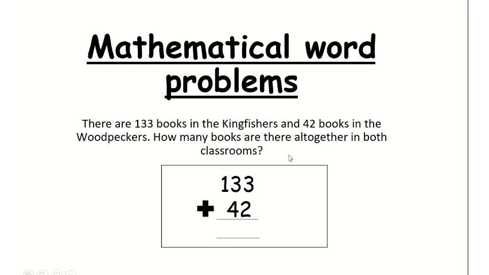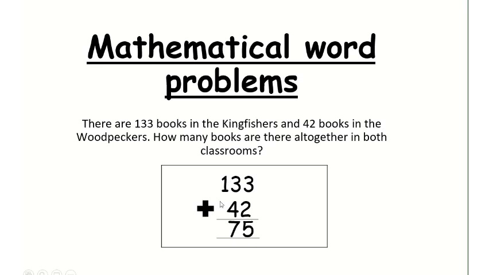So what we need to do now, when it comes to adding them together, we need to add the units first. Okay, so the units is this column right at the end, the 3 and the 2. So 3 add 2 makes 5. So we can write that there because we know it's 5. And next we need to move on to the tens. 3 add 4. So 3 add 4 is 7. So we know that. And then we need to move on to our hundreds.